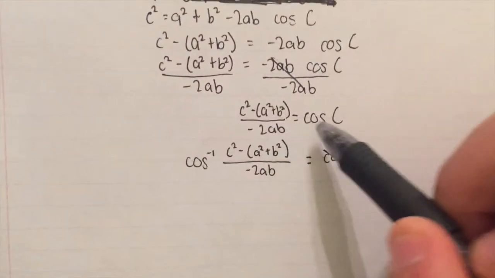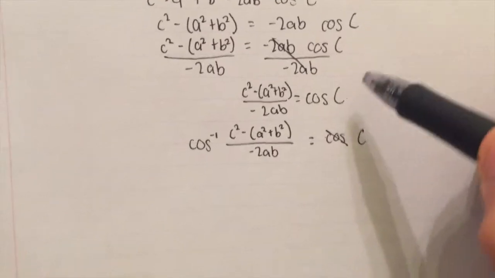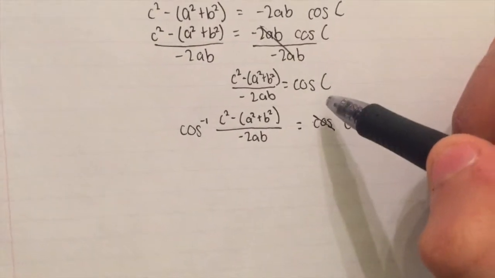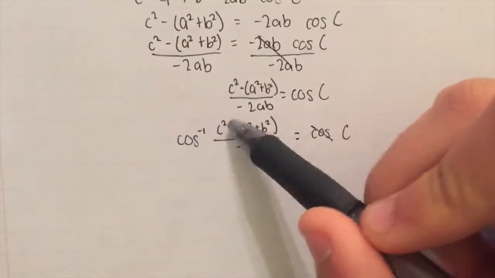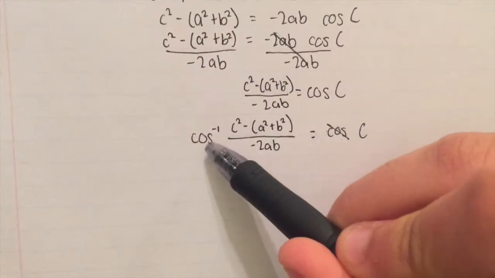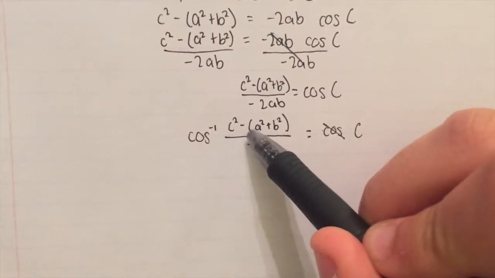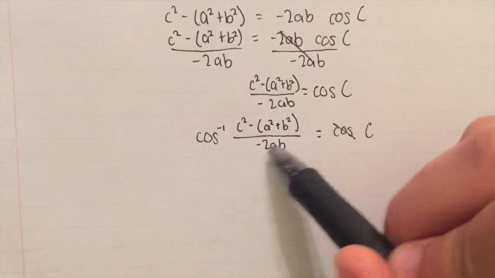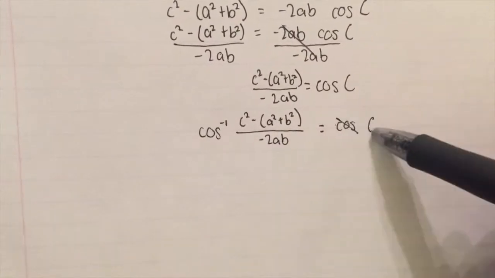Now, this will leave us with cosine c on the right side. Now, to get rid of this cosine, we'll do as we did in the last step. We'll take the arc cosine on both sides, and that'll leave us with arc cosine of c squared minus quantity a squared plus b squared all over negative 2ab is equal to c.